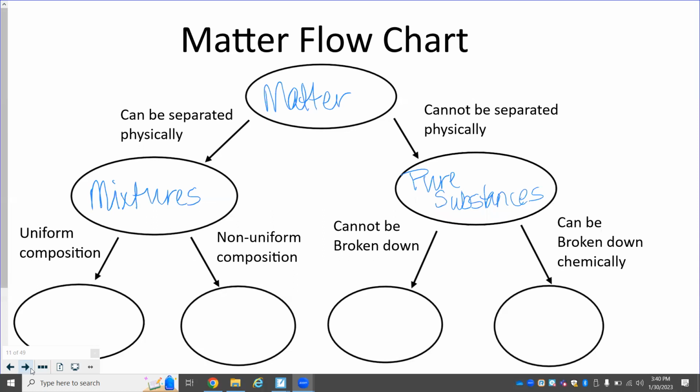Looking at mixtures, we said there are two types of mixtures. There are mixtures that have a uniform composition, where everything looks identical. Those are going to be the homogeneous mixtures. And then we have the mixtures that have a non-uniform composition, so you're going to be able to see different parts of the mixture. That's going to be our heterogeneous mixture.